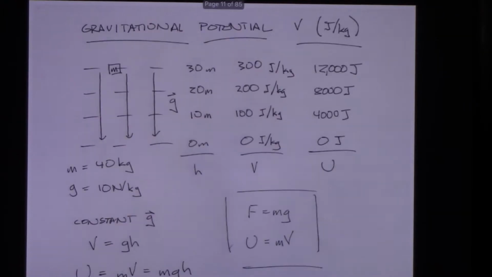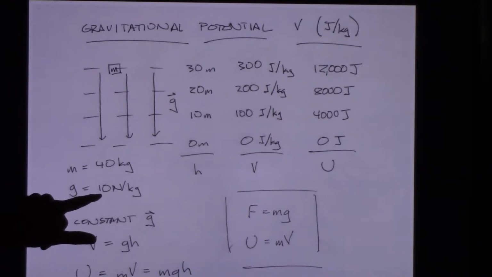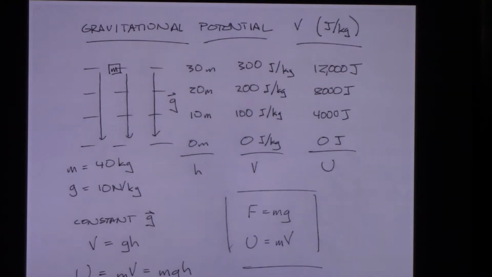So that's what gravity looks like. Let's try out some of these formulas. Let's say we have an object, it's 40 kilograms. Just to make the calculations a little easier, let's say the gravitational field is 10 newtons per kilogram. So it's not quite the same as Earth. This is an Earth prime.